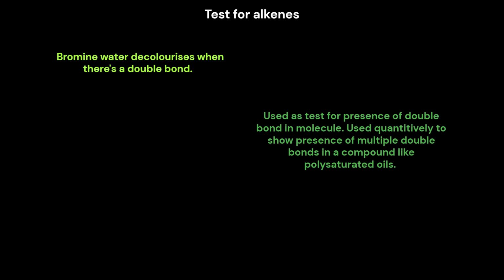Test for alkenes. Bromine water decolorizes when there's a double bond. It is used as a test for the presence of a double bond in a molecule. It can be used quantitatively to show the presence of multiple double bonds in a compound like polyunsaturated oils.